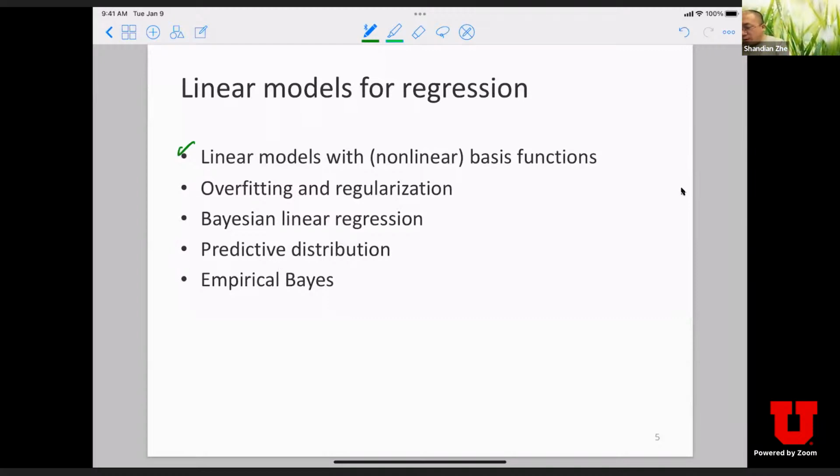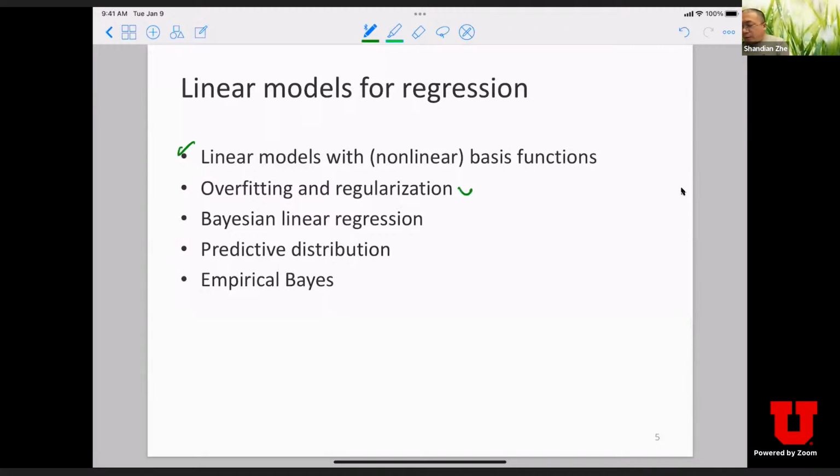And then we're going to talk about overfitting and regularization. If you have taken my machine learning class before, we gave some general definition of overfitting, but here we're going to talk about overfitting behavior from the probabilistic model perspective, which might be different from what I have discussed in the machine learning class.